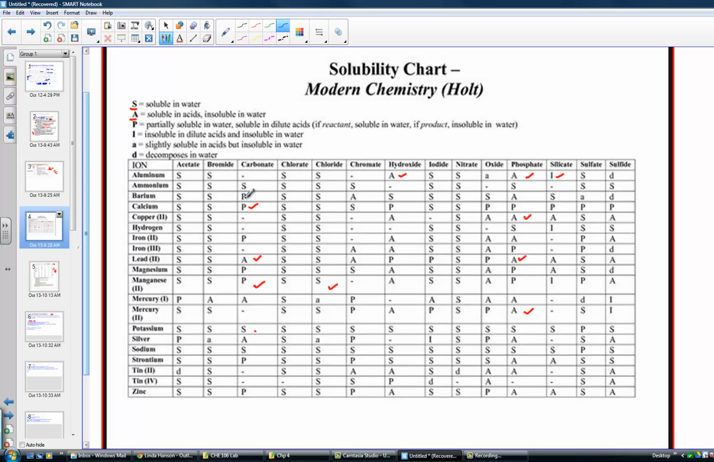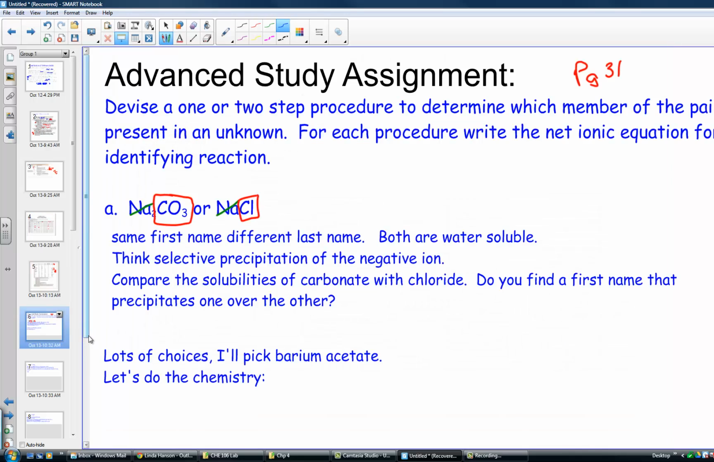When we checked our solubility table, we saw that with a first name such as barium, barium carbonate is insoluble as a product, whereas barium chloride remains soluble as a product. Therefore, all we need to do is introduce some barium ion in our solution and it will precipitate out the carbonate if it's there. And so we need a last name, and knowing that acetates are always soluble, I'm going to introduce barium acetate as the reagent that will selectively precipitate out at station 1.